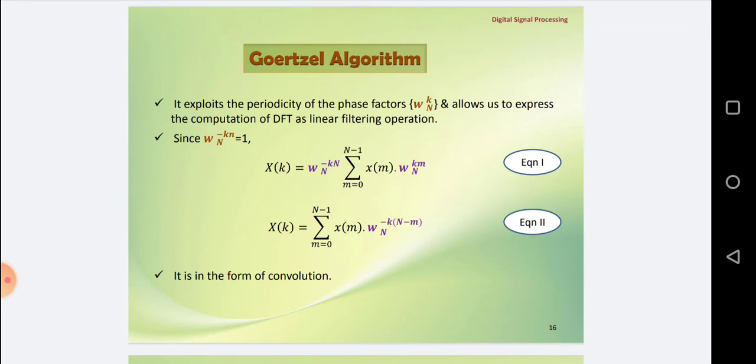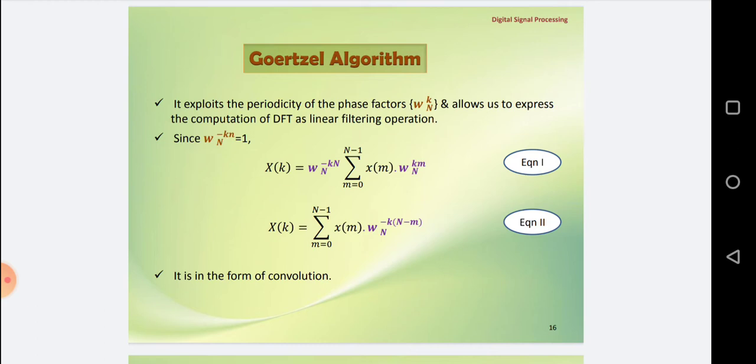Since W_N^(-kN) is equal to 1, we can write X(k) equal to W_N^(-kN) summation m = 0 to N-1 x(m) W_N^(km). As the value of W_N^(-kN) is 1, that doesn't matter. Just taking that factor inside the summation, what we will get? X(k) equal to summation m = 0 to N-1 x(m) W_N^(-k(N-m)). Say this is equation 2. It is in the form of a convolution operation.